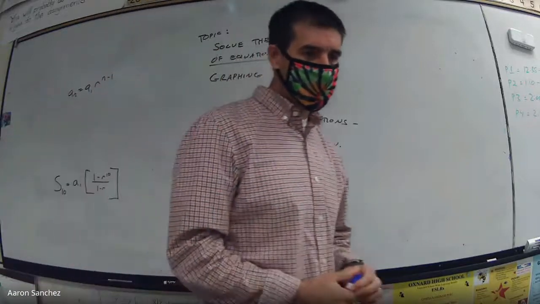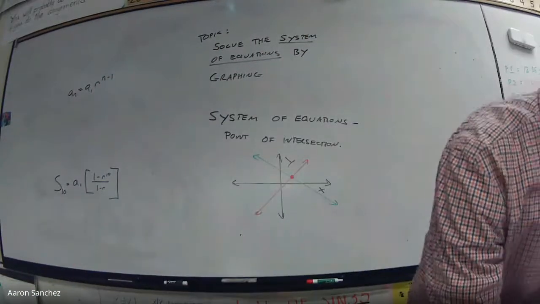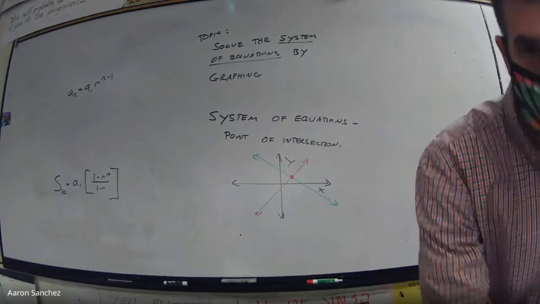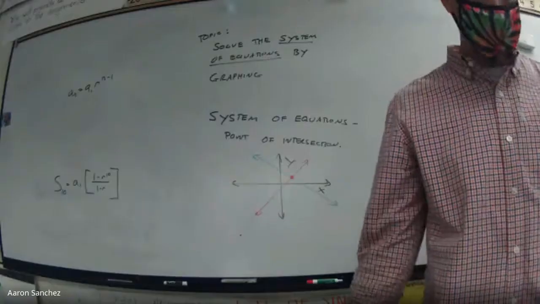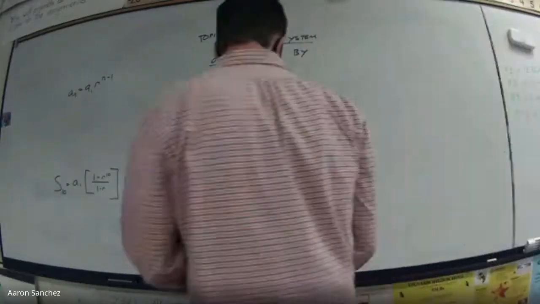If you don't know a system of equations, then you're in big trouble. Nicholas Rodriguez, what is the system of equations? Point of intersection. Very good. It's the point of intersection. Now, how do we usually list the point of intersection?